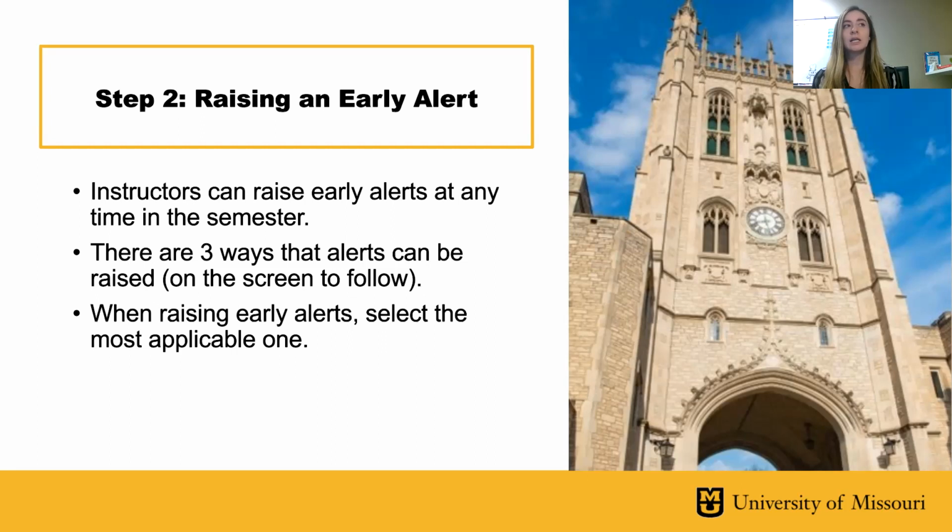And then we just wanted to highlight again that when raising early alerts, we want to apply the most applicable flag. So if a student is exhibiting maybe an attendance concern that's impacting their ability to get a good grade in the class, and maybe they're now in danger of failing because they have missed so many classes, you would want to raise an in danger of failing flag. So choose the most applicable one when raising an early alert.